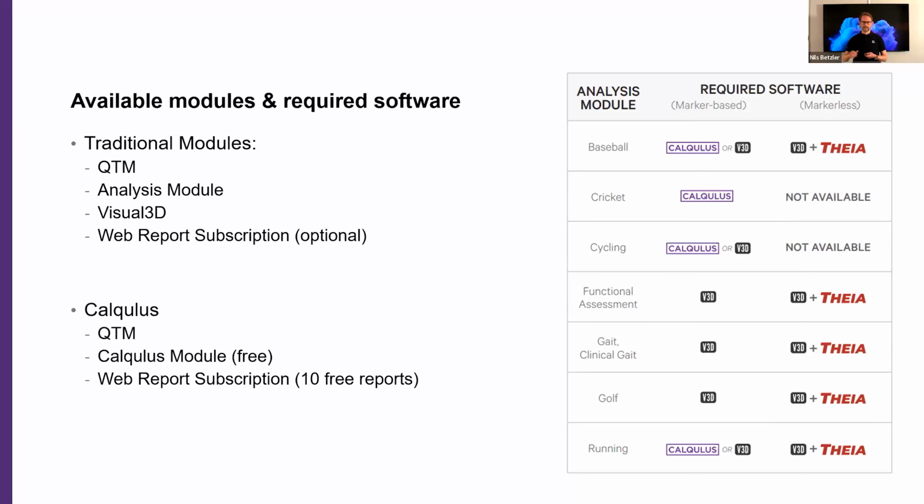In the table on the right-hand side, you can see in more detail which options we now offer for all the different movements. You can see, for example, cricket is only available in Calqulus, whereas running, at the very bottom as an example, if you want to go markerless, you would use Visual 3D and Theia. Or if you want to go marker-based, you can use Calqulus or Visual 3D. So that Visual 3D option still exists just as before.